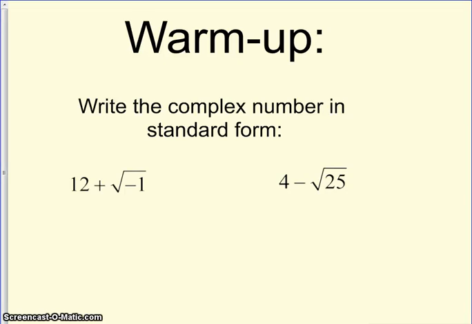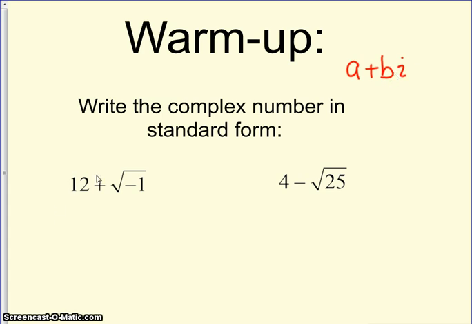Hey everybody, today we're going to continue with talking about complex numbers and how to add and subtract them. Now in class yesterday we talked about what a complex number is and how to change it so that we can't have negatives under the square root. So we have to put this in standard form. Just as a refresher, the standard form of a complex number is a plus bi, where a is the real part and the bi is the imaginary part.